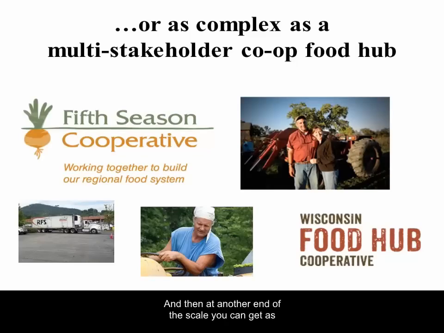And then at another end of the scale, you can get as complex as a multi-stakeholder cooperative. When we use that term, what we mean is that there are multiple membership groups within that cooperative. Traditionally in the United States, we have tended to have homogeneous membership groups, for instance just a consumer co-op, or a co-op of just the producers. In the case of a multi-stakeholder co-op, such as the Fifth Season Cooperative, which is in the southwest part of Wisconsin, also serving northeastern Iowa and southeastern Minnesota, we have 6 membership classes that cover all aspects of rebuilding the local food system in that region.